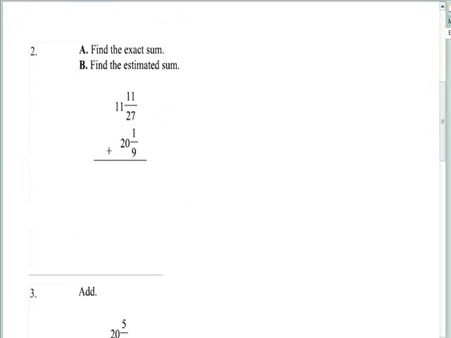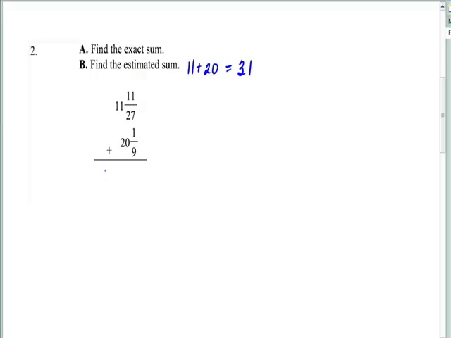All right, number 2. I'm going to take a little time to do this because I'm going to do several things. I'm actually going to do part B first, and then we'll do part A twice. All right, 11 out of 27. Well, 11 is less than half of 27. 11 is half of 22. So this is less than half. So for the estimate, I would drop that. 1 out of 9 is less than half, so I would drop that. So for an estimate, all I would be doing is adding 11 and 20 for 31, because both of the fractions are less than half. So that would be my estimate.